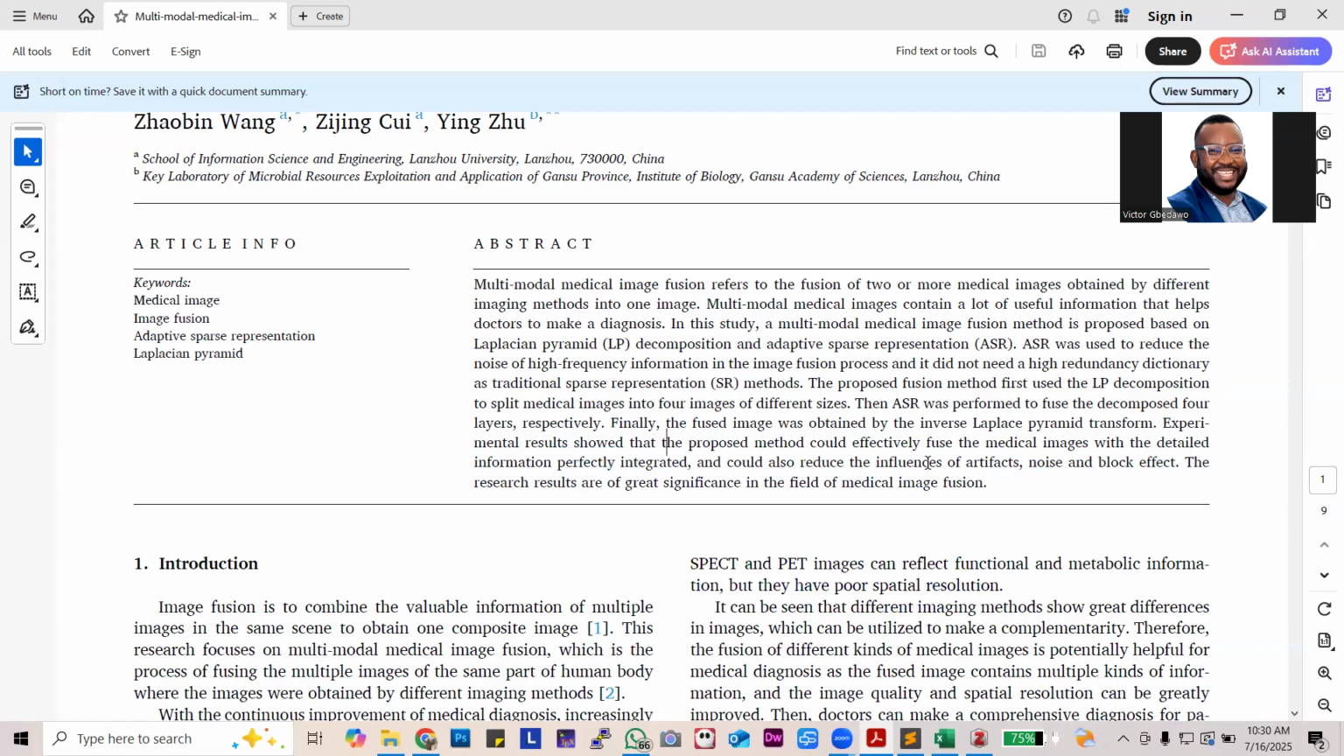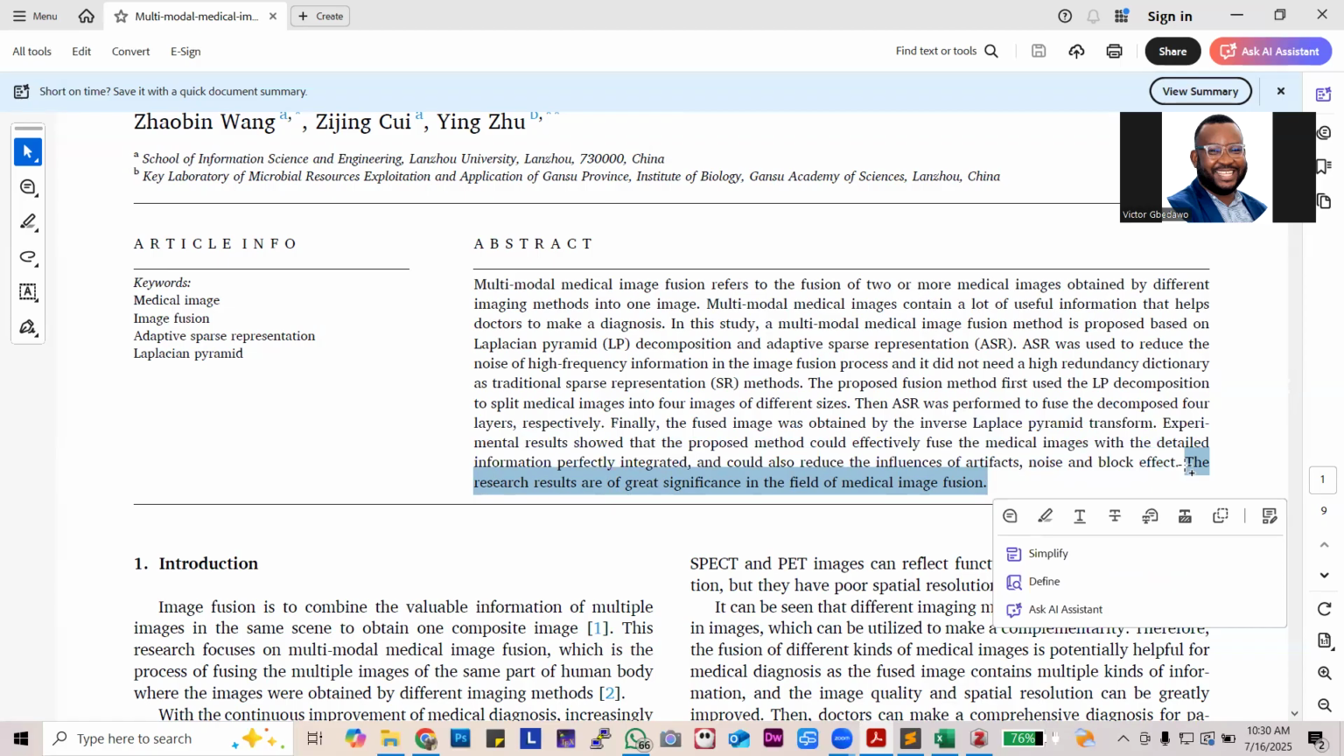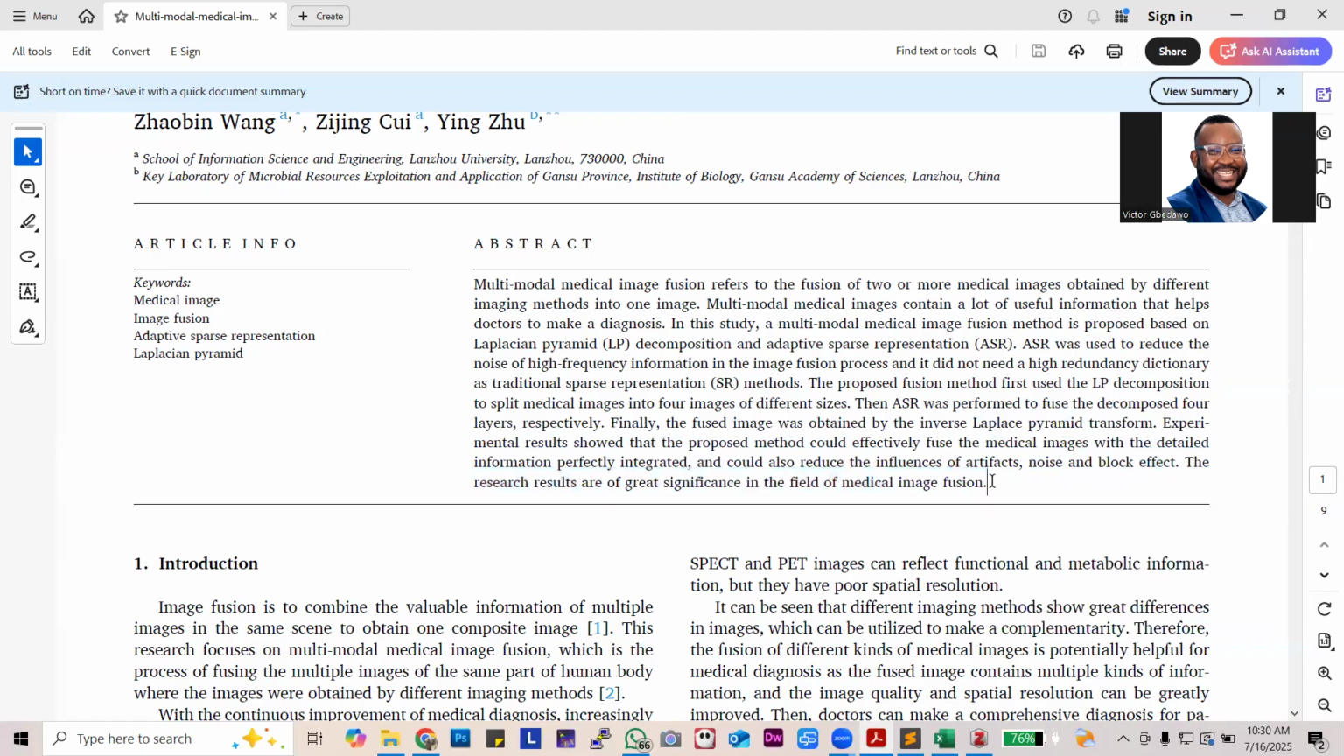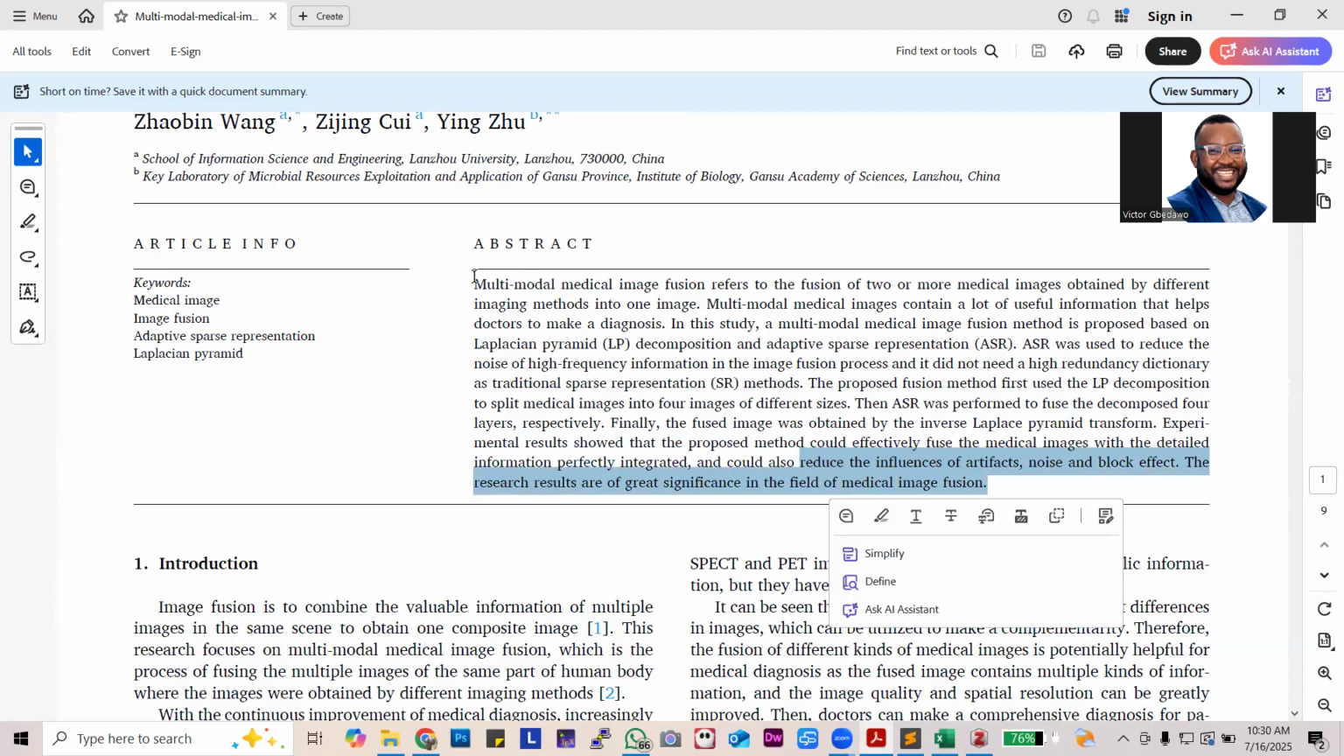They just mention it in words. The research results are of great significance in the field of medical image. So this, putting it just there like that, is a conclusion. There is no recommendation, I guess so. It falls short, and we are saying that the abstract is a summary of all the work we have done.